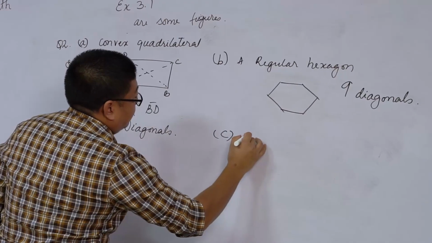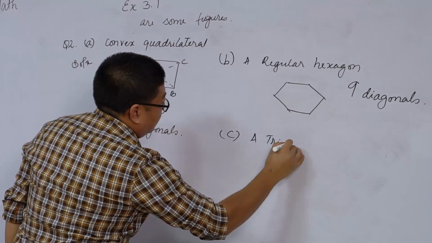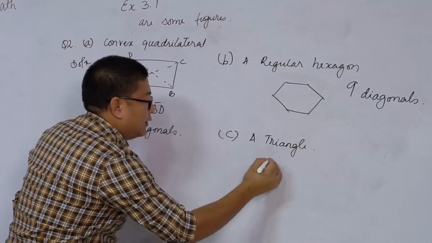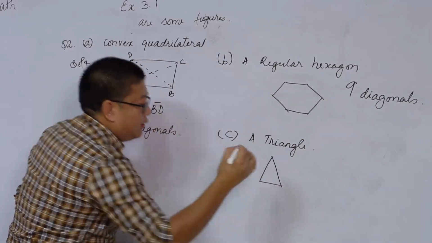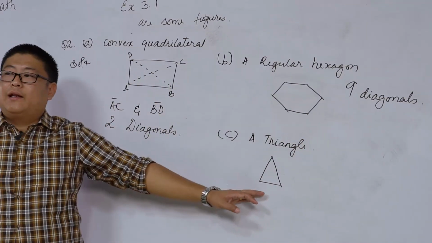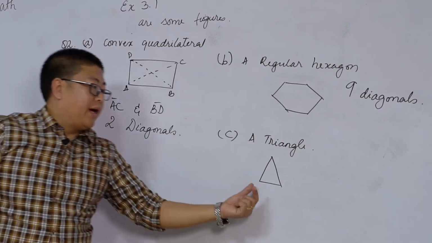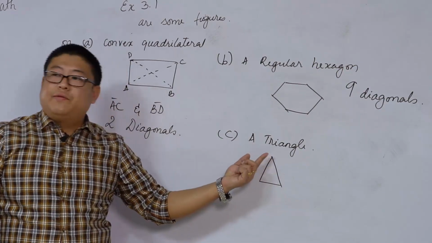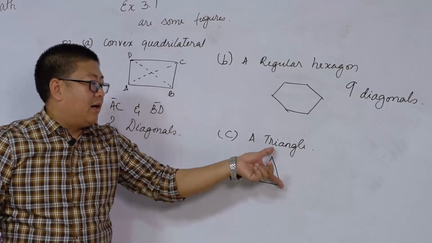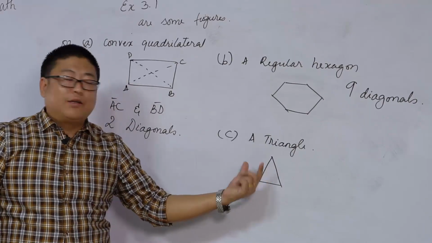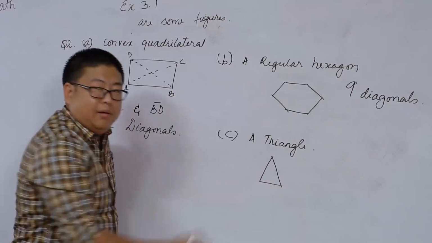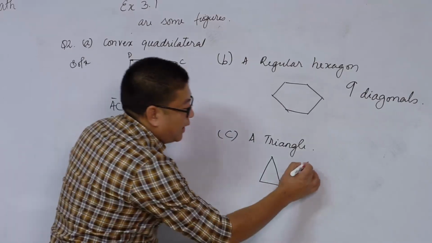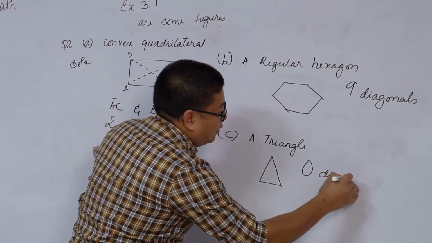Now look at the last one. See? A triangle. Do you think any diagonal can be formed here? See, we have 1, 2, 3 vertices. All vertices are sides. There's no way that you can draw a diagonal. So we have 0 diagonals.